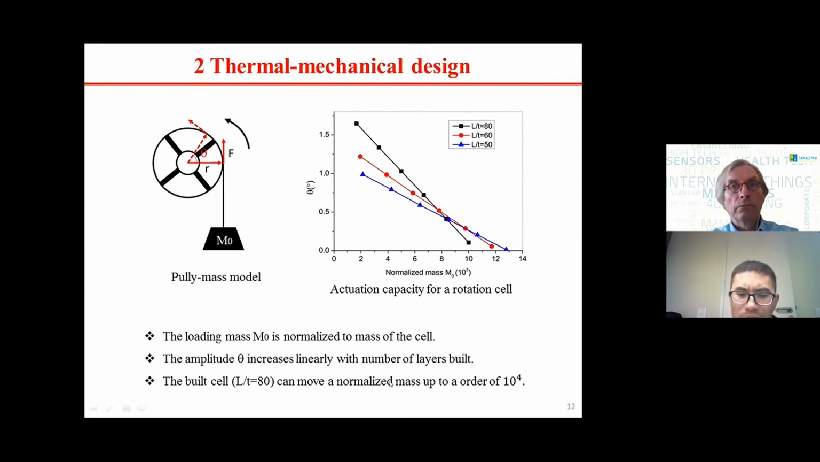And one thing we should note is that for this parameter, this design unit style, it can move a normalized mass up to 10 power 10. This is fairly enough in robots and something else.